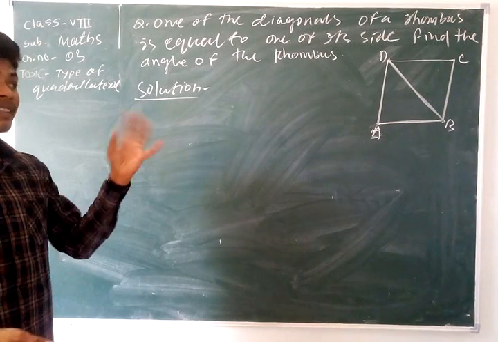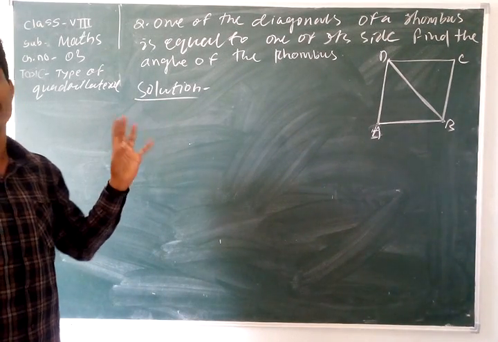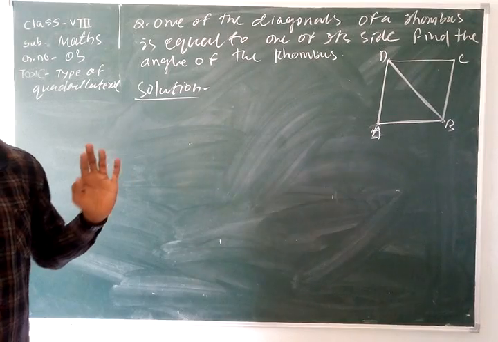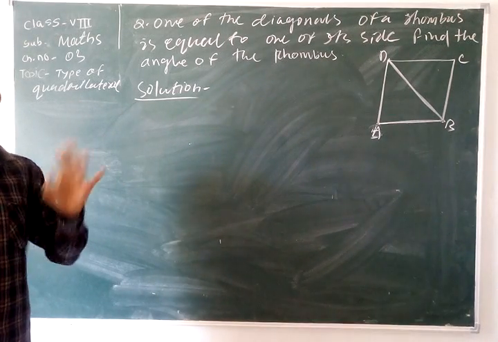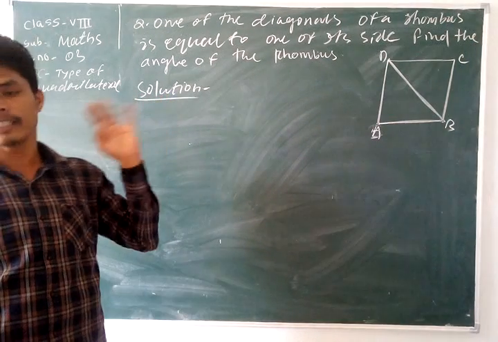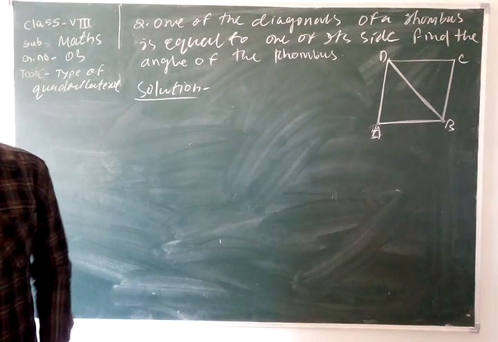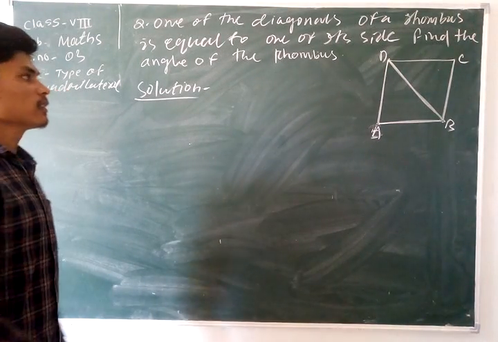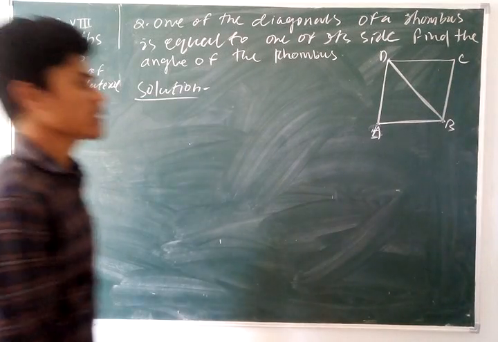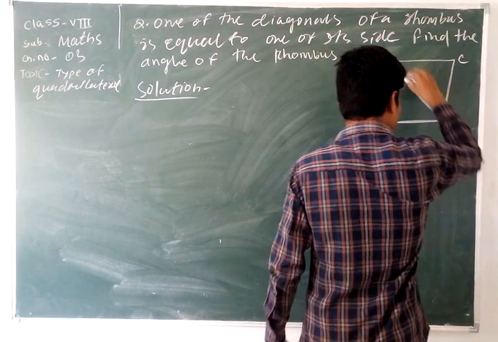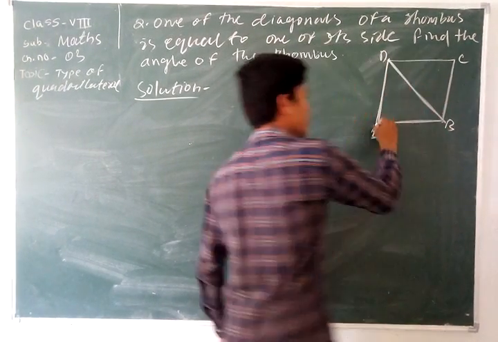Tell me first. In a rhombus all sides are always equal, but their angles are different. So we know about this. What is an example of a rhombus? A kite is not, but this is an example of a rhombus, and in a rhombus all sides are equal. So in a rhombus ABCD, let BD equal to AD. That means according to the question BD equal to AD.